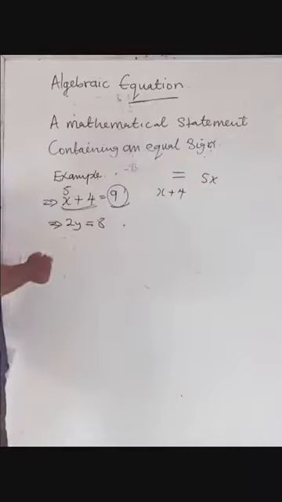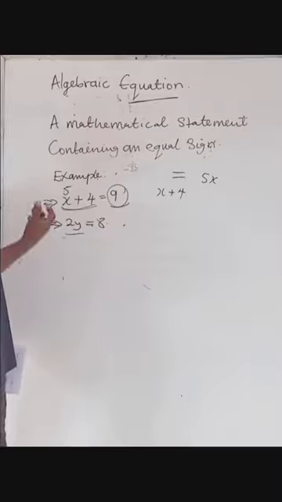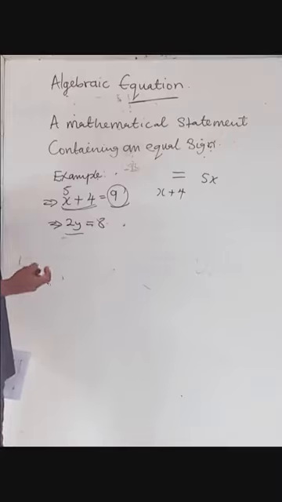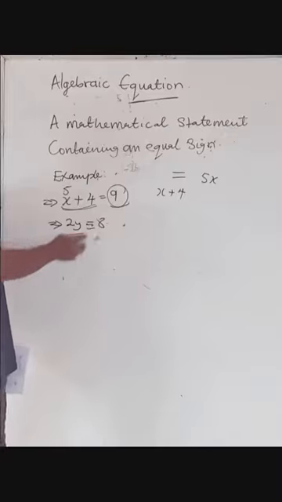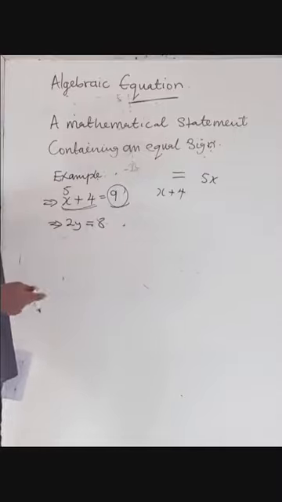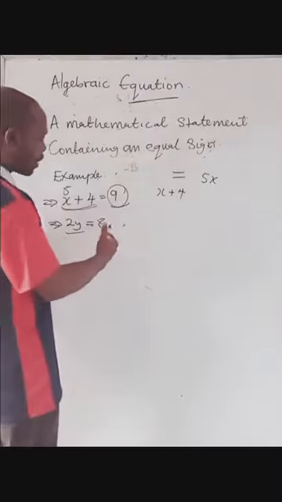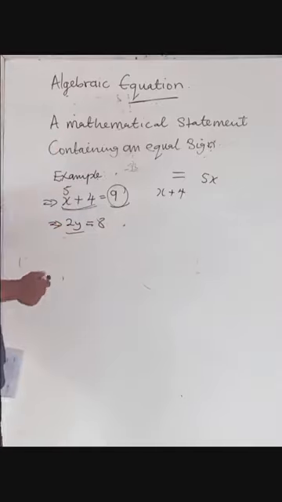Look at this other example. 2y is equal to 8. 2y is an algebraic expression because it is an expression that contains a number and a letter, and the letter is a variable. Because it has an equal sign, it is now an algebraic equation. And what does it mean? It means that this value here, 2y, which is on the left side of the equation, is equal to the value 8, which is on the right side of the equation.